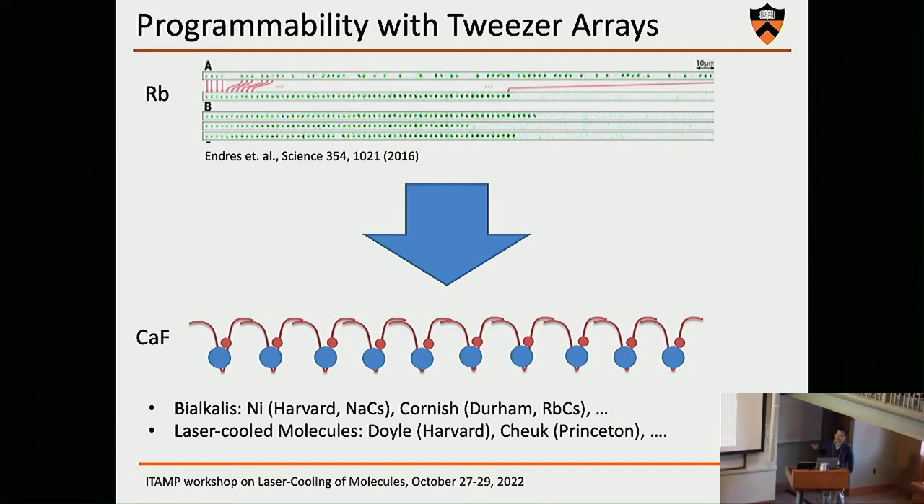And we are definitely not the only ones with this idea of making molecular tweezer arrays. In fact, the first molecular tweezer arrays of laser-cooled molecules was made in John's group with CaF. And also with bialkalis, this has been done in Kang-Kuen Ni's group here at Harvard with sodium cesium. There are other efforts also with cesium.